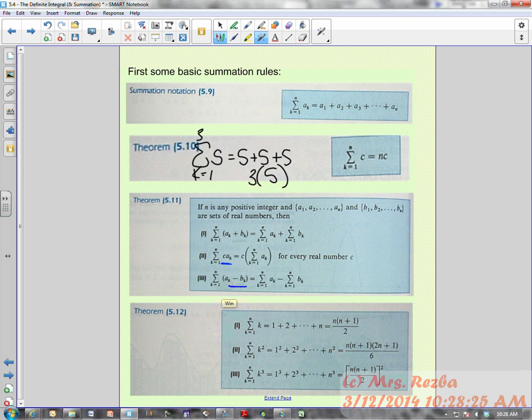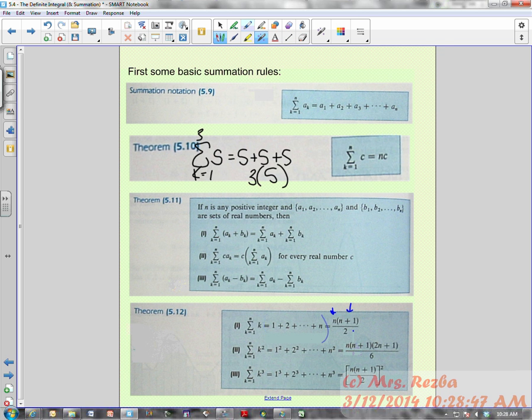The formulas are down here in theorem 5.12. The summation from 1 to n of k, where k is some counter, like 1, 2, 3, and so on, is the sum of the first n integers. It is n times n plus 1 divided by 2.